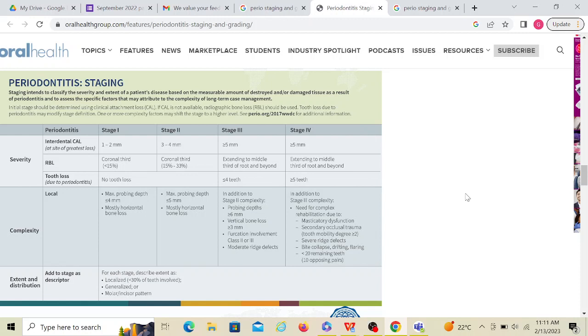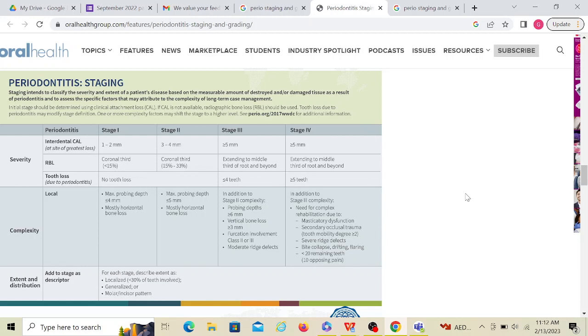Now common sense says if it's just 1 to 2 mm, you will probably not find a furcation involvement. Understandable? So do not use extra brains to think what if there is a furcation involvement. If the question is telling you the recession is just 1 to 2 mm and nothing else, straight away the option becomes stage 1. Understood? Now if you are doing the probing measurements and you find that 3 to 4 mm recession is there everywhere, then it becomes stage 2.